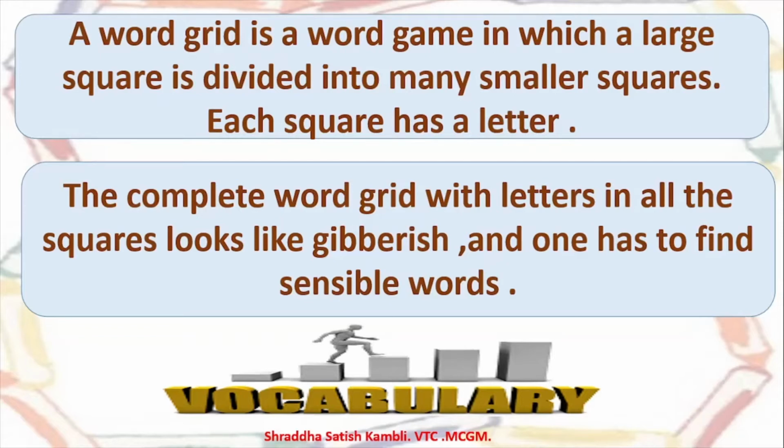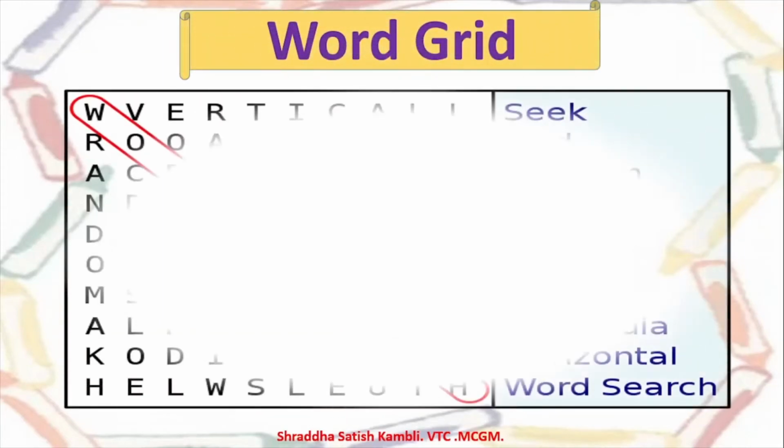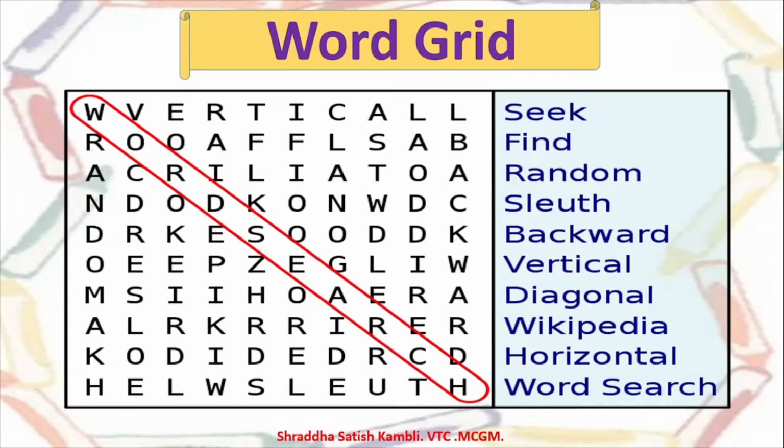Alright, children, so come on, let's move on and take a look at a few more examples of word grid. So look at this. Now this is a word grid which will explain what a word grid means to you. So there is one word which is marked here. Can you see? And the word is word search. See, it is there in the clues also. Word search. And it is already marked for you. WORDSEARCH. What direction is it marked in? It is marked in the horizontal direction.